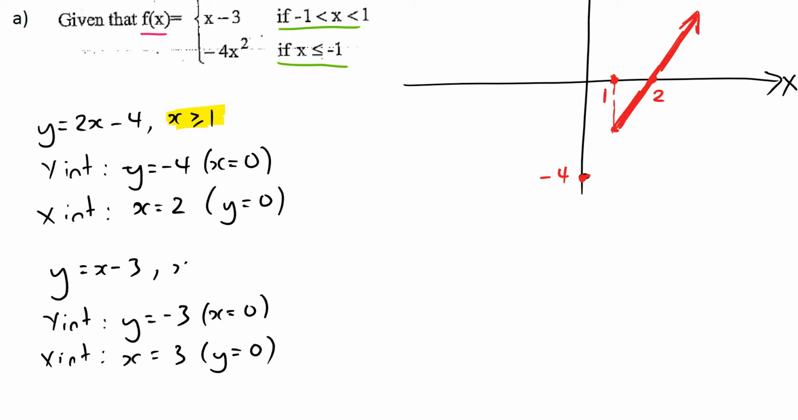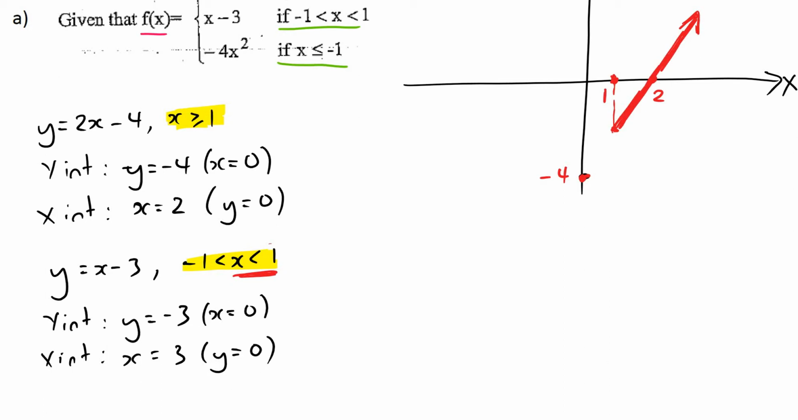Okay, and this is for the function x minus 3 for values of x greater than minus 1 and less than 1. So that's the domain that we are drawing the graph around. Now, one thing to note is you can see that in this domain it doesn't include 1. It's just less than 1.